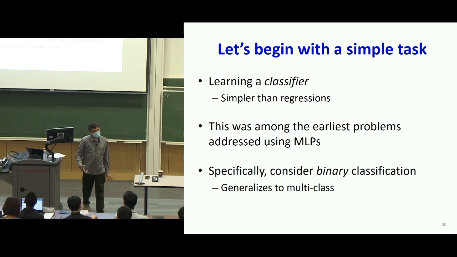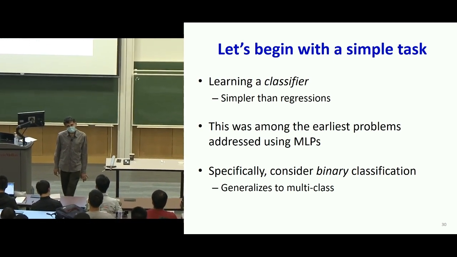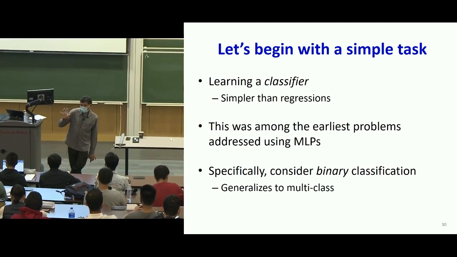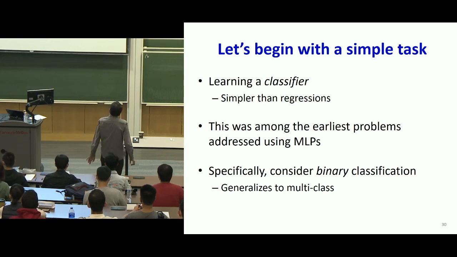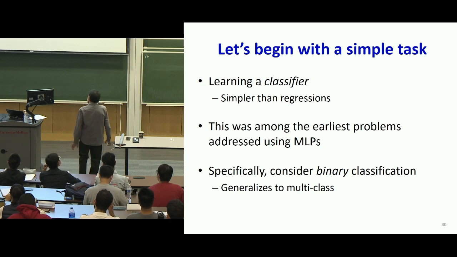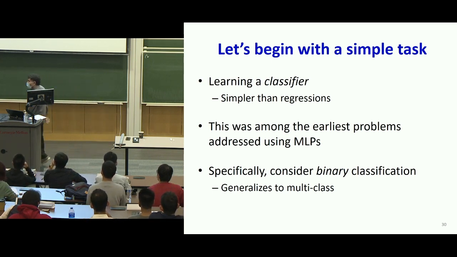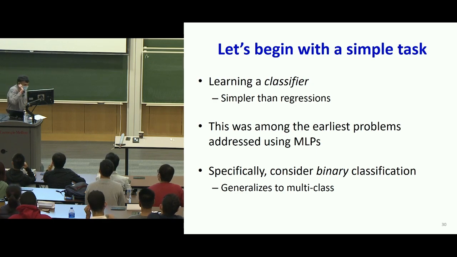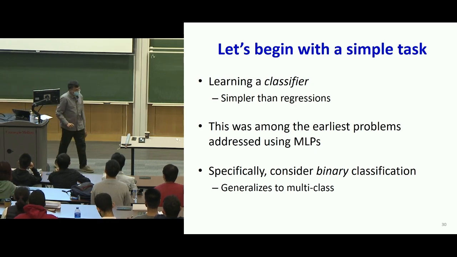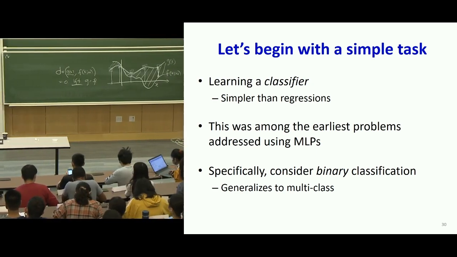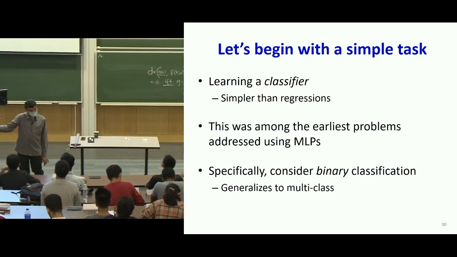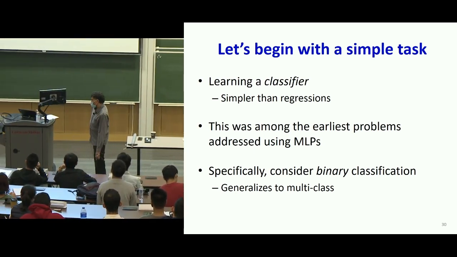let's continue with this business of learning how to model this function. We're going to look at a simple problem to start with. We're going to look at the problem of classification rather than regression, because it's easier to model, and this was amongst the earliest problems addressed using MLPs. And specifically, I'm going to start off by considering binary classification, where you're classifying between either one class or the other class, okay?